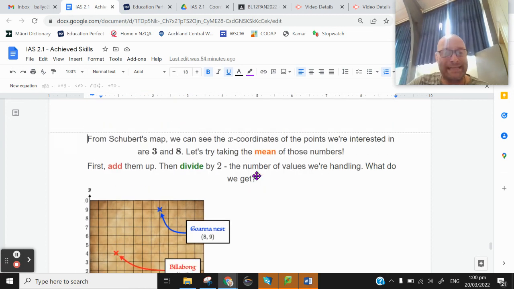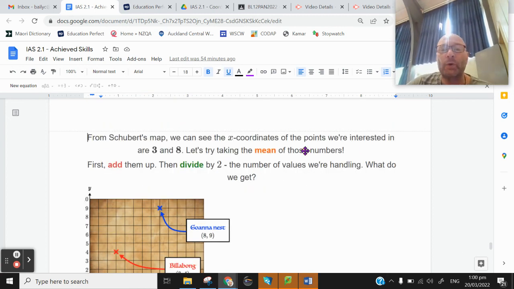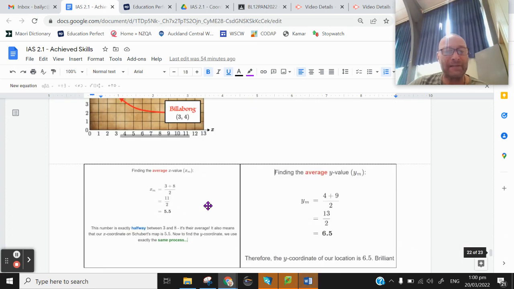Let's go through that in a bit more detail if you need it. So we see the x coordinates that we're interested in are 3 and 8. Let's find the mean, or the average, of those numbers. We're going to add them up and divide by 2, the number of values we're handling. That's why we divide by 2. There's 2 numbers. So add 3 plus 8, that gives us 11. Then you divide that by 2, you get 5.5. So 5.5 is exactly halfway between 3 and 8. It's their average. It also means that the x-coordinate of the midpoint is going to be 5.5.